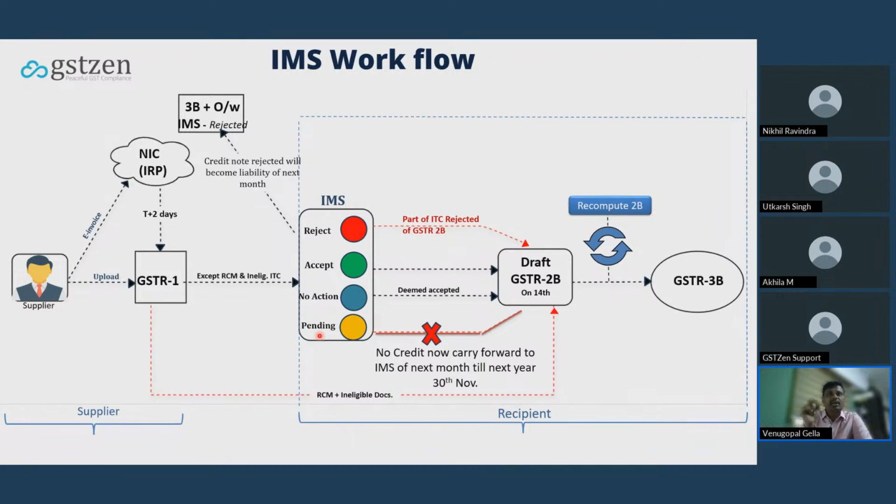You also understood that if a credit note is rejected, then it will be added to the supplier's next month liability. When we say next month liability, it is the month after the one in which IMS has been filed, not the next month of the supplier after he files his credit note. Moving further, let's now continue.